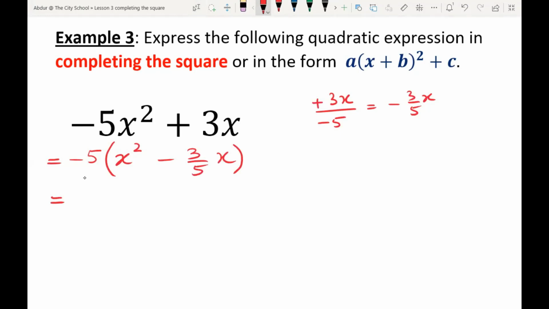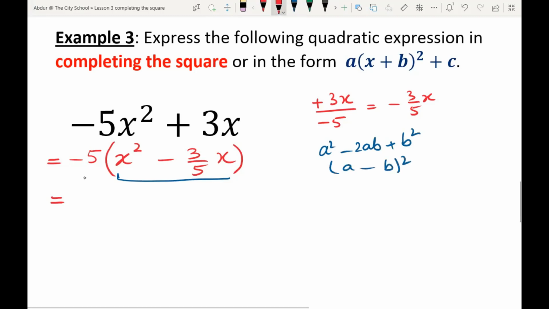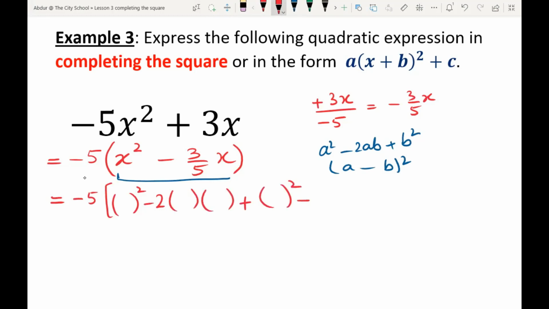Next step is we have to write the fourth term, because I'm going to use the identity a square minus 2ab plus b square, which will be a minus b whole square. For this purpose, I'm going to write empty parentheses with a square, a square minus 2ab plus b square, and don't forget to write the last term with negative sign.